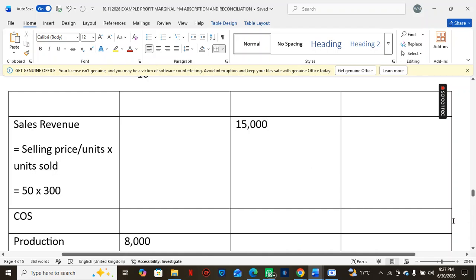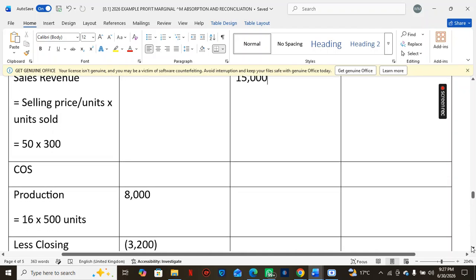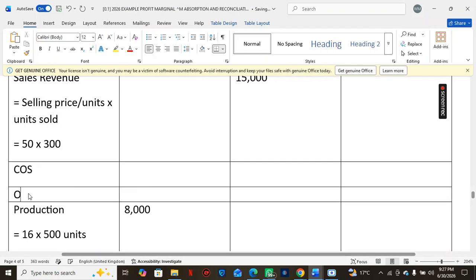15,000 euros. Then our cost of sales. So usually we start with opening inventory, but in this case, there was no opening inventory. So we're going to look at the units produced. It would be on top here. You would say opening inventory, and then the number of units multiplied by that 16 euros.